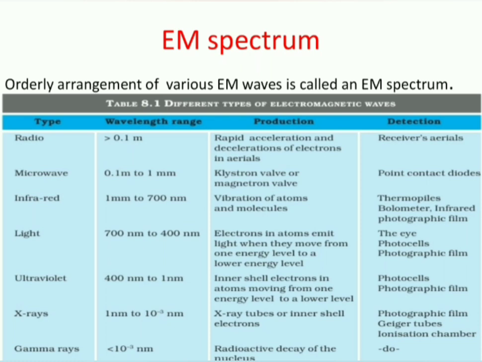Similarly, gamma rays have a wavelength less than 10 to the power minus 3 nanometer. They have less wavelength but high frequency. They are produced by radioactive decay of the nucleus. We know radioactive materials can emit alpha, beta and gamma rays. Alpha and beta are particle radiations, whereas gamma are electromagnetic waves. And they can also be detected by photographic film.